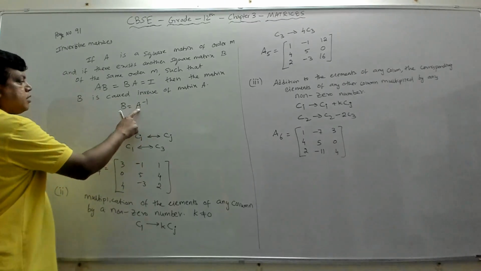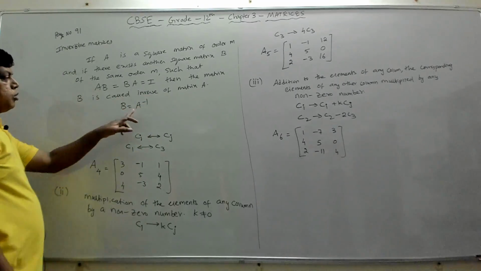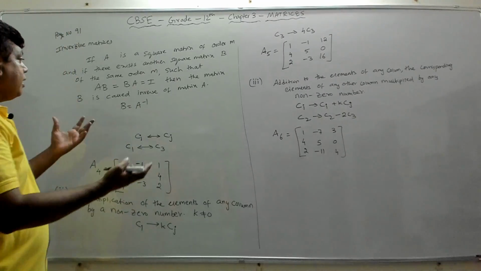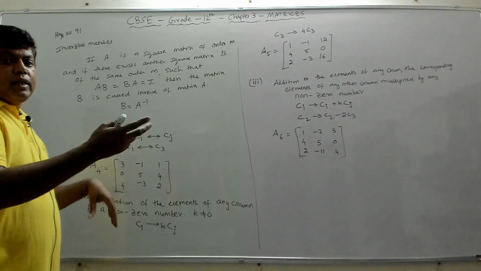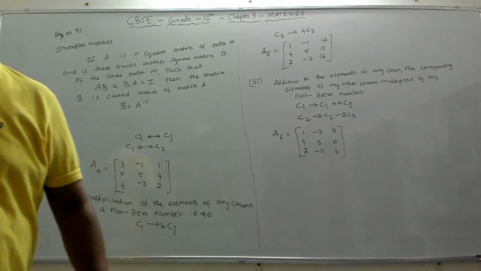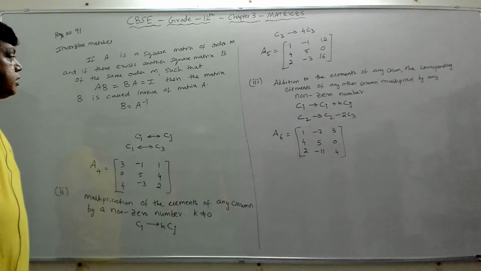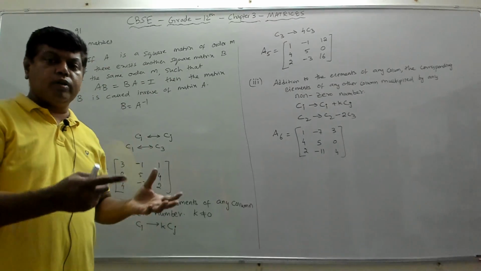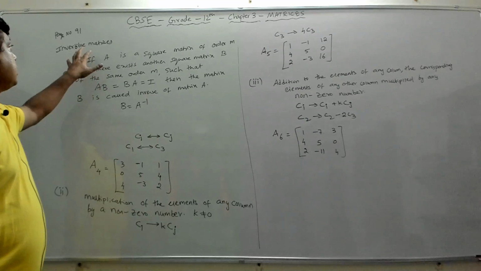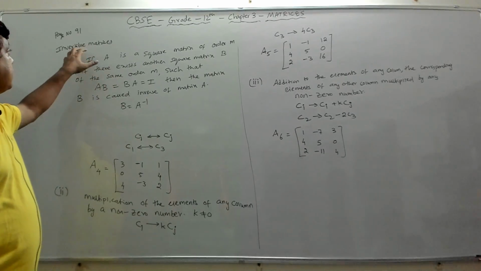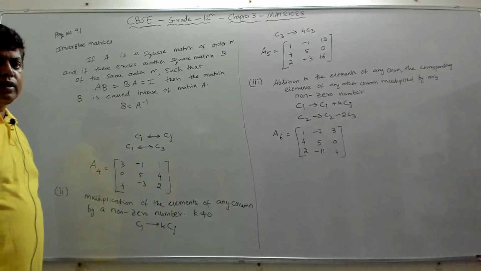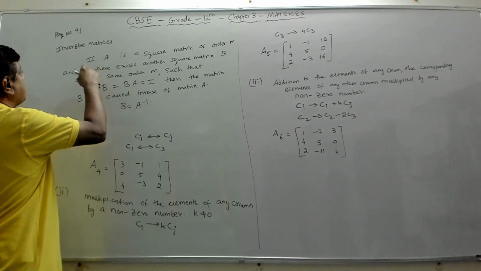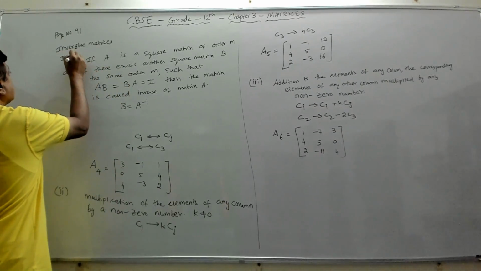So A inverse is a symbol to denote the inverse. The inverse of A is B, or even we call A the inverse of B. In this case, we call A an invertible matrix. A matrix which has an inverse is called an invertible matrix. So this is the definition of an inverse of a matrix.